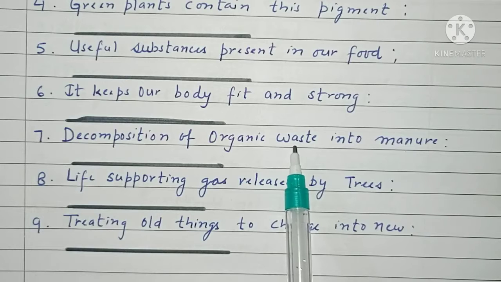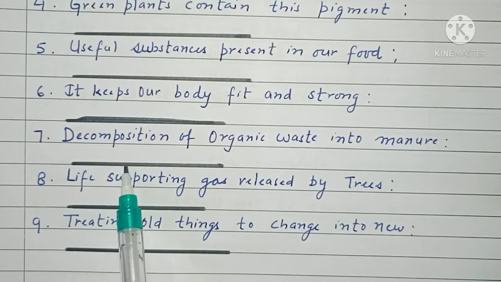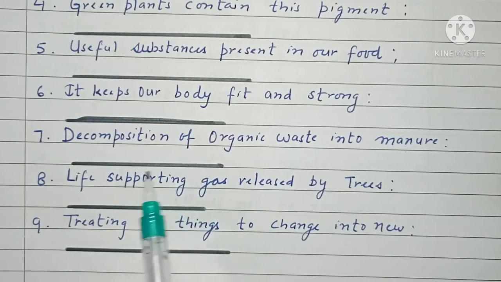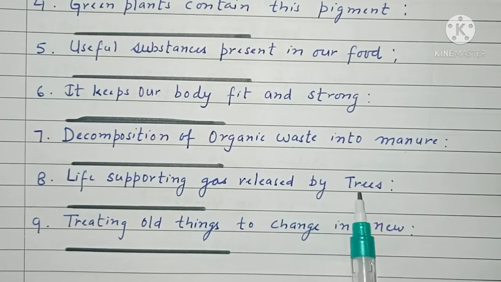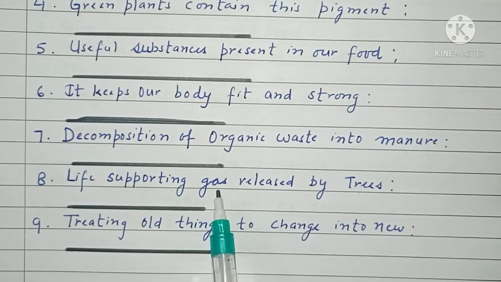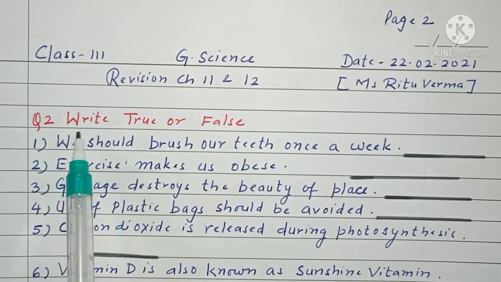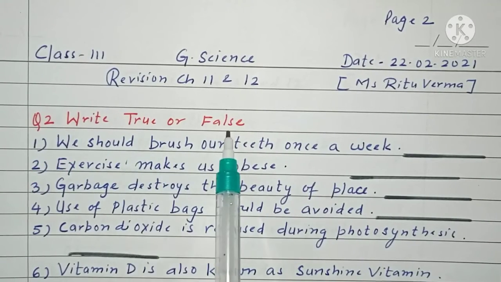Number 7, the decomposition of organic waste into manure. Organic waste is mainly the kitchen waste. When it is decomposed, the manure is made and this process is known as composting. Number 8, the life supporting gas released by trees. Obviously, this is oxygen, which is really a life supporting gas, as life is not possible without oxygen. And number 9 is treating old things to change into new ones. This method is recycling.